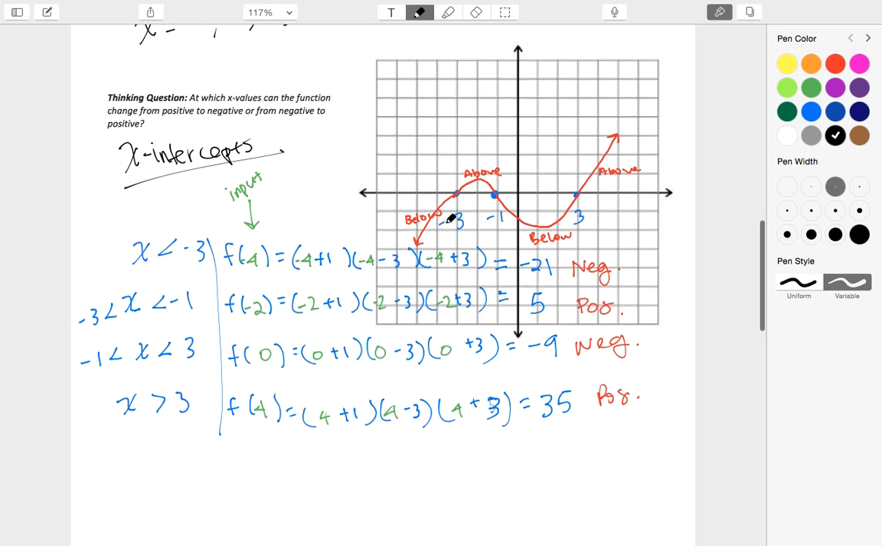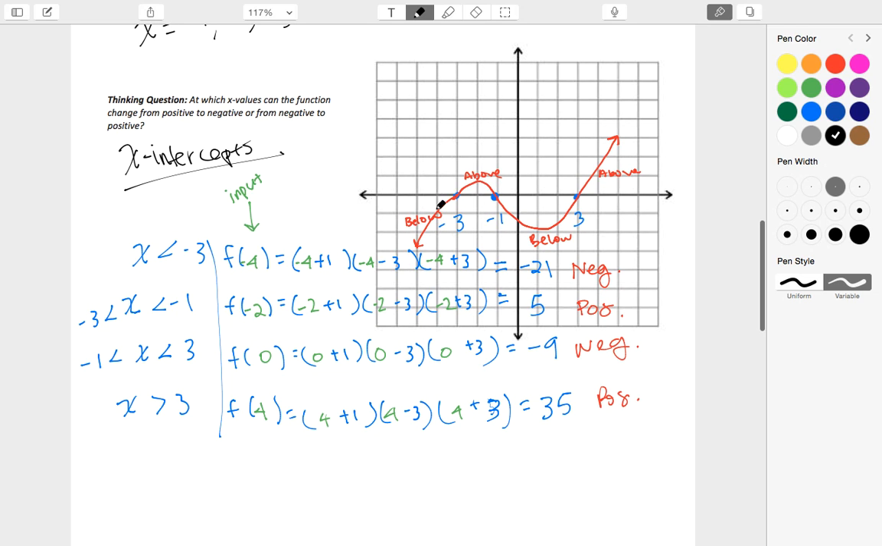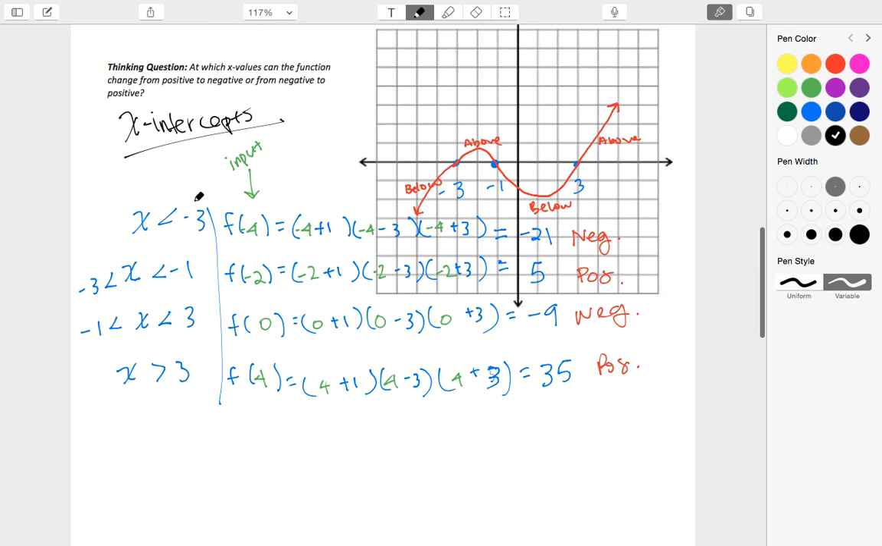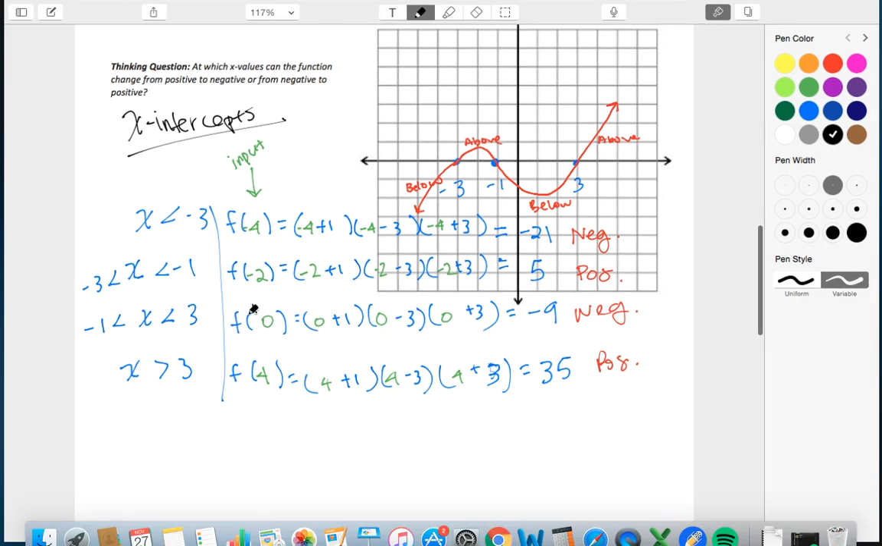Cool. So remembering this is just a sketch, and this is what we're looking for when we see the sketch here. Again, you do not have to write the interval notation, but you should be able to be strategic about which inputs to select using the zeros or x-intercepts.